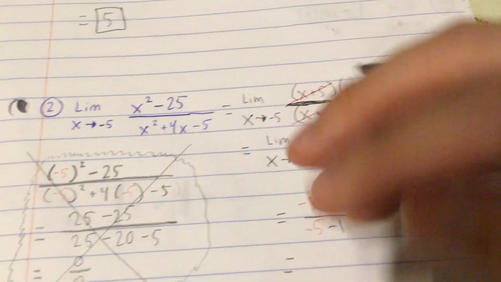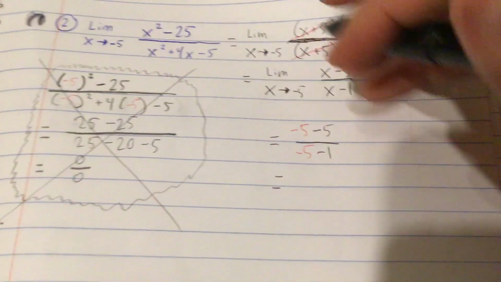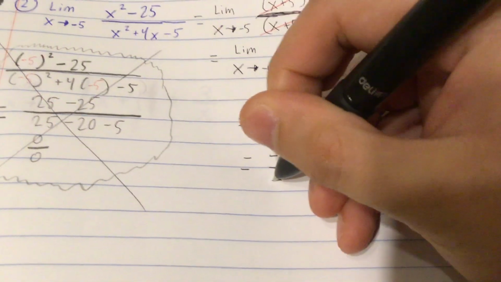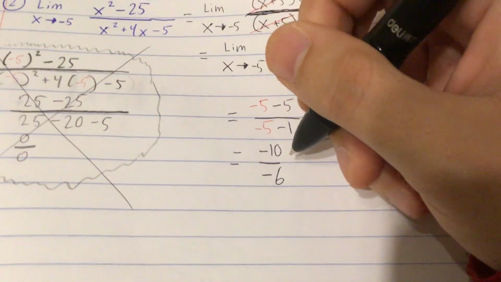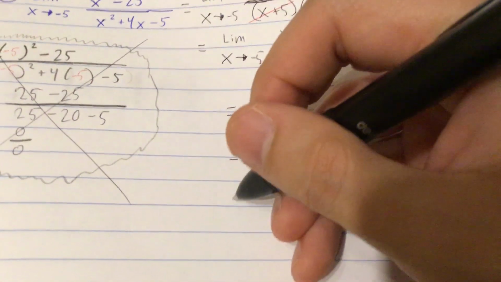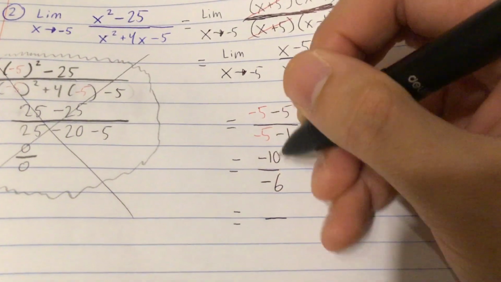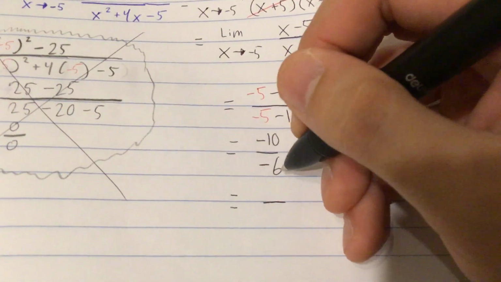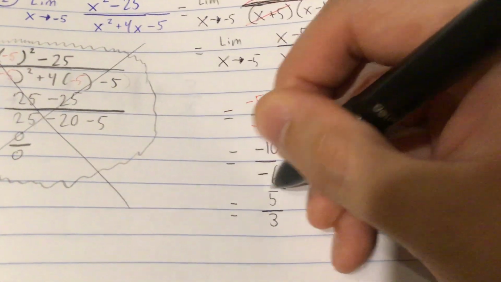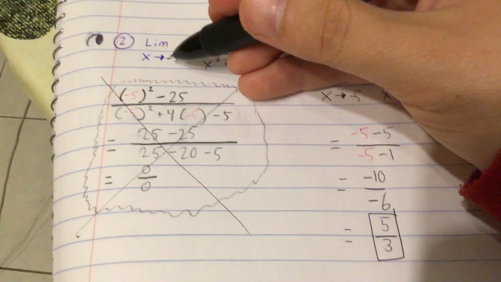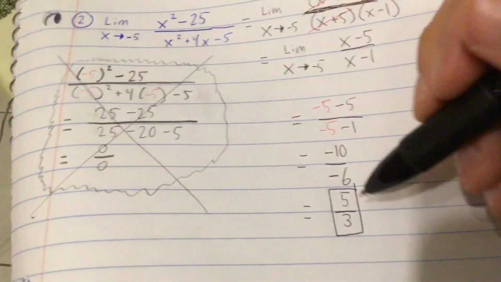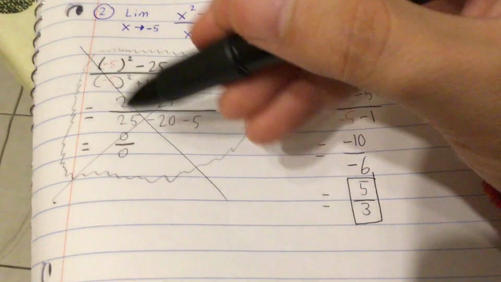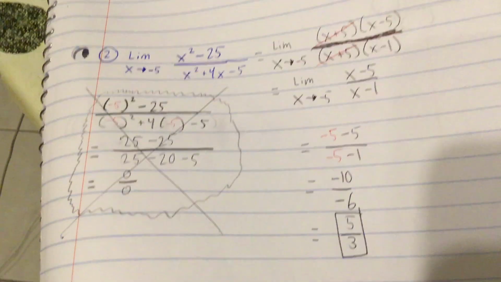So now I'm just going to move the notebook up. Negative 5 minus 5 is negative 10. Negative 5 minus 1 is negative 6. Can I simplify this? Well, first things first, a negative divided by a negative is a positive. And 10/6 can be reduced by dividing the top and bottom by 2. So this is going to be 5 over 3. So what does all this mean? As x gets closer and closer to negative 5, y gets closer and closer to 5/3, but that point is not continuous because it's a hole in the graph. Okay.